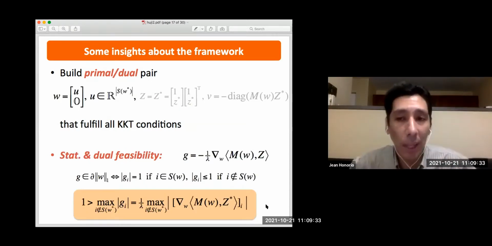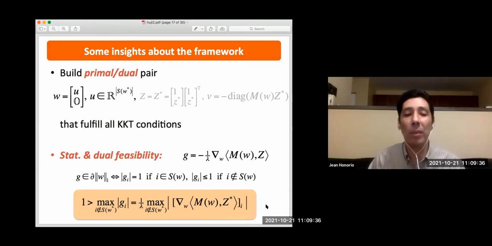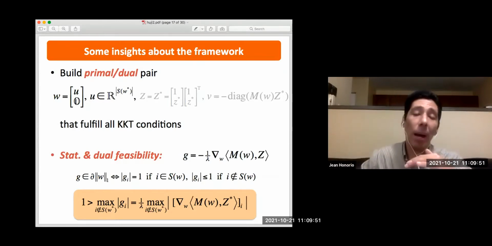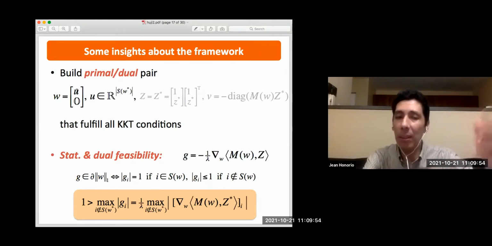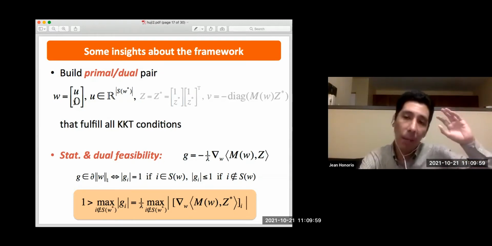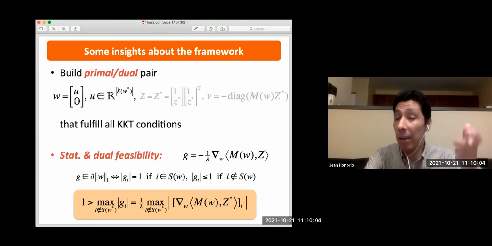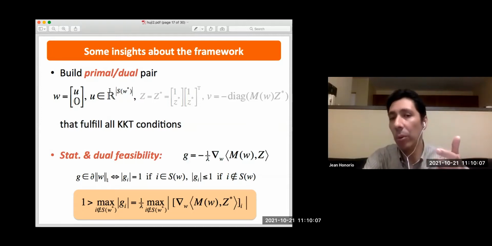The second is a little bit more complicated. This is stationarity and dual feasibility. So here we have G equal to this gradient. And what I will do is start making the vector W equal to a lot of zeros where I know where the zeros are. Here it looks like, just for simplicity, it's not necessarily consecutive, the zeros. I'm just doing this for simplicity. I will set a lot of zeros where I know where the zeros are, and I will have a vector u that is the same size of the support. And then later I will tell you how I set the non-zeros in that vector.